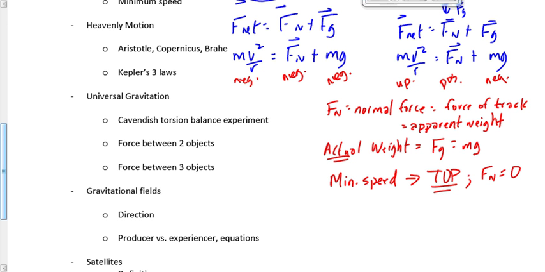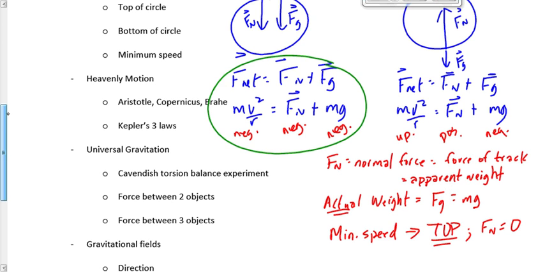So looking for minimum speed, just analyze the top of the circle right up here, and set Fn equal to 0. But don't always set Fn equal to 0, just when you're looking for minimum speed.